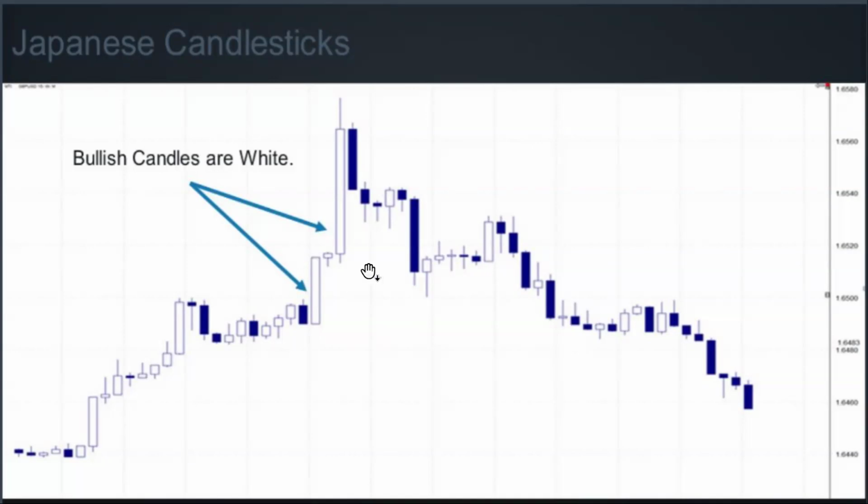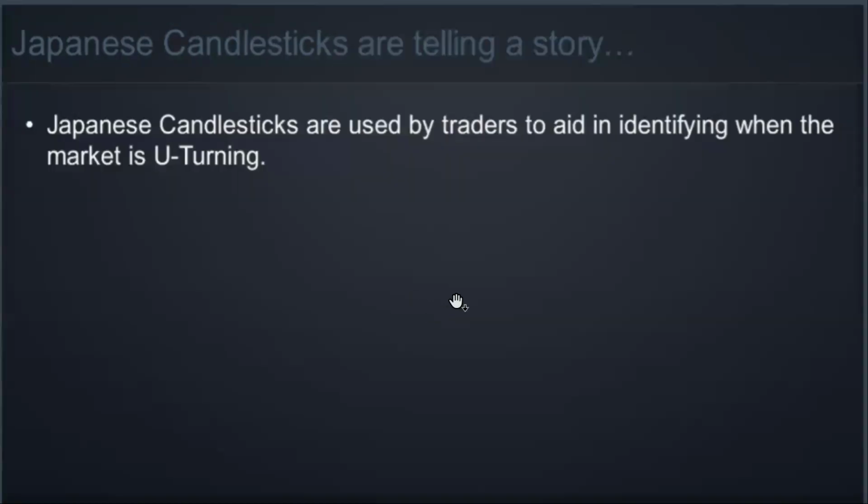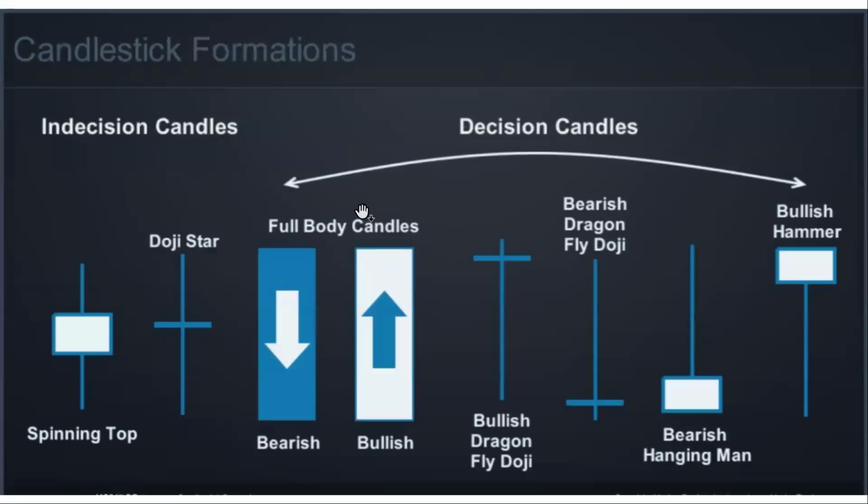So the bullish candle is the white and the bearish is the blue. Now candlesticks are divided into two broad categories. We have the indecision candles, and then we have decision candles. Indecision candles are candlesticks that show you that the market is neither going up nor going down. It's not going up, it's not going down. So the market may be ranging.